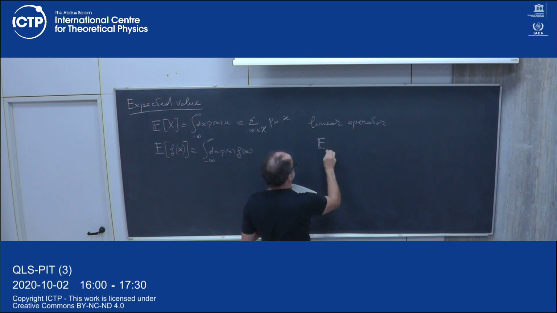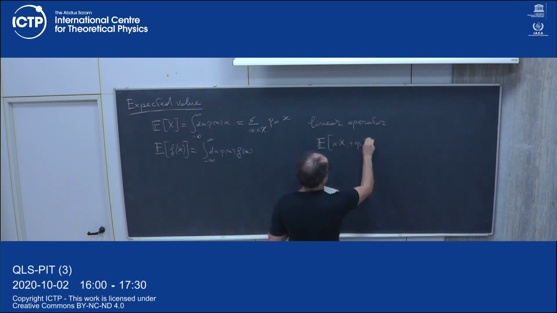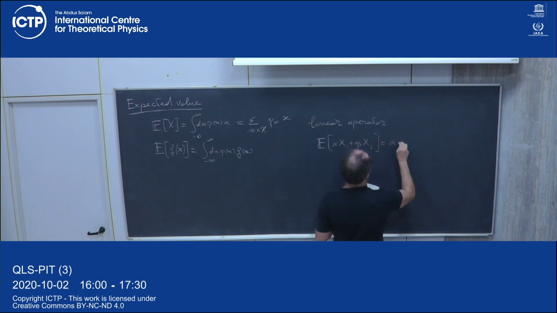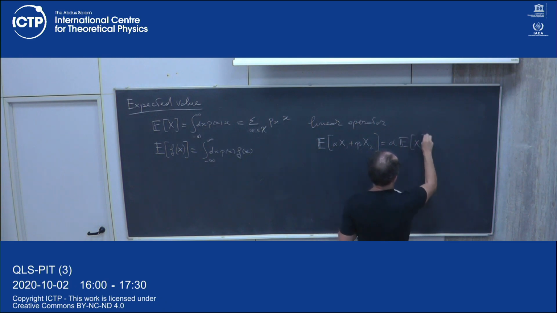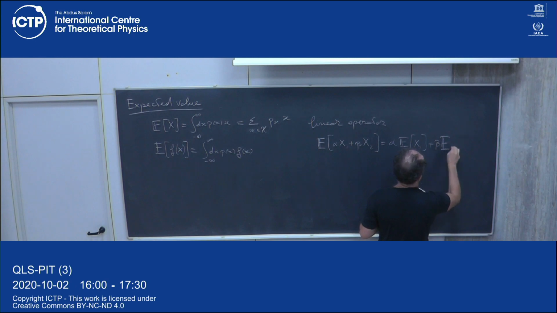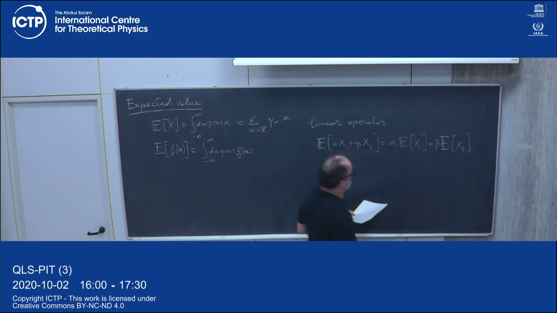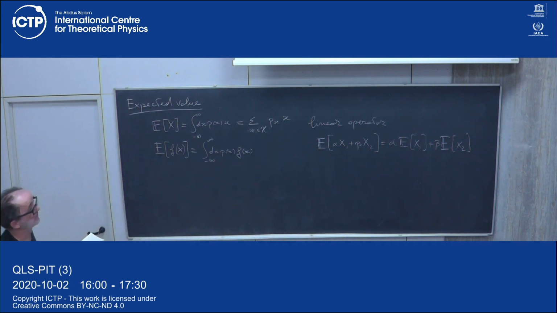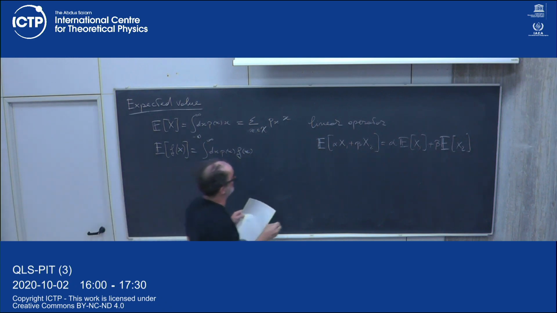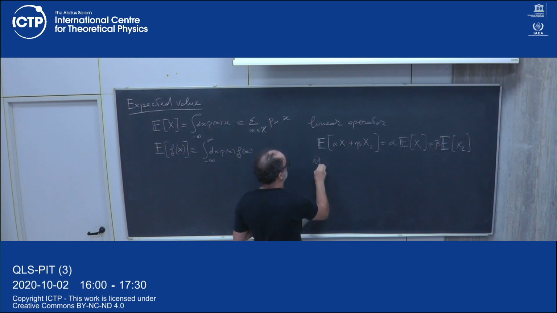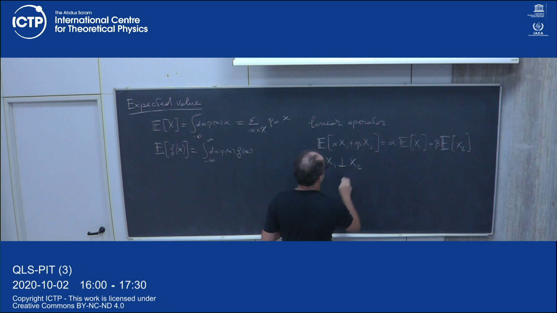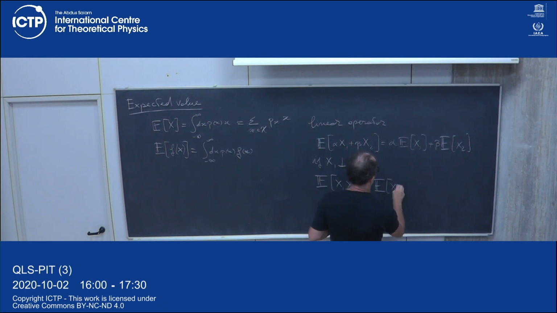Because the integral is linear, if you take the expected value of alpha x1 plus beta times x2, this will be equal to alpha times the expected value of x1 plus beta times the expected value of x2. And also the other thing that we are going to use: if x1 and x2 are two independent random variables, then the expected value of x1 x2 is equal to the expected value of x1 times the expected value of x2.